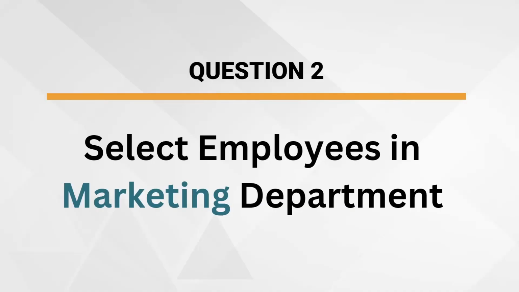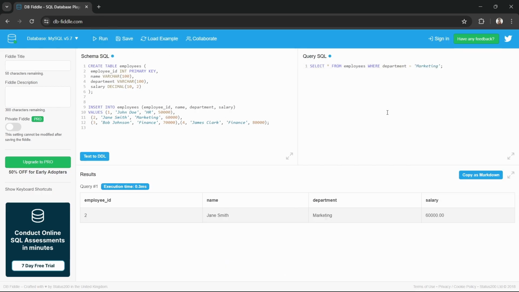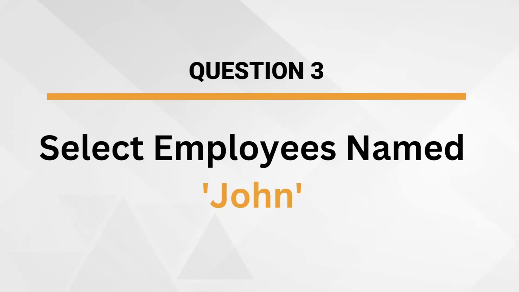The second question is select employees in marketing department. Now to find the employees who are working in the marketing department, after employees, write WHERE department is equal to marketing. Now if we run it, you can see that there is this employee named Jane Smith who is working in the marketing department. Now you want to select the employees whose name is John.